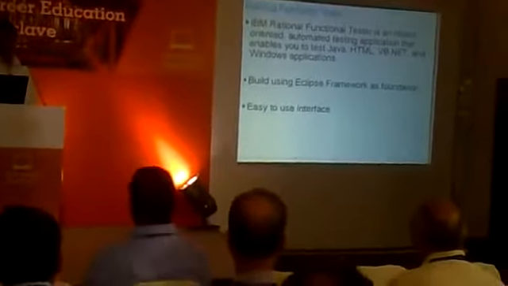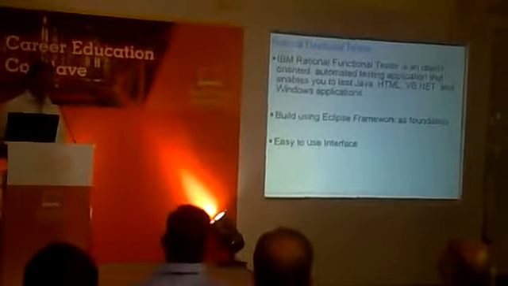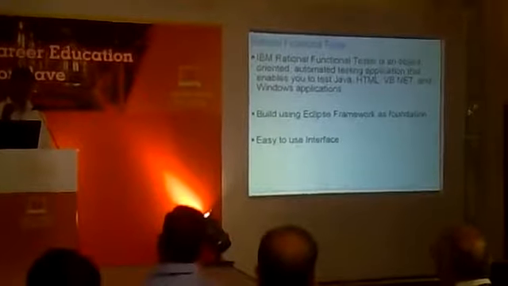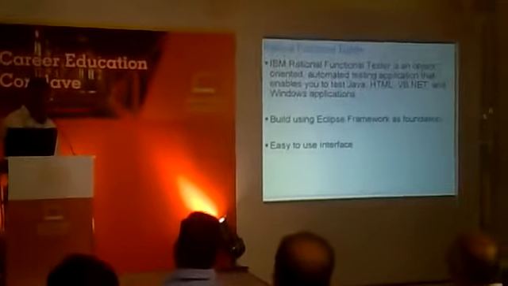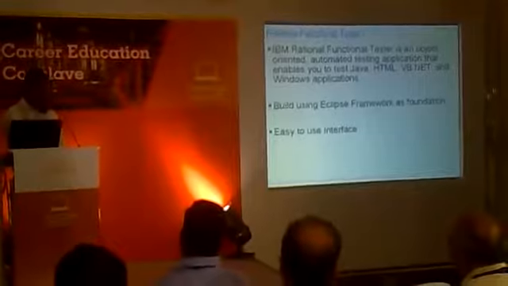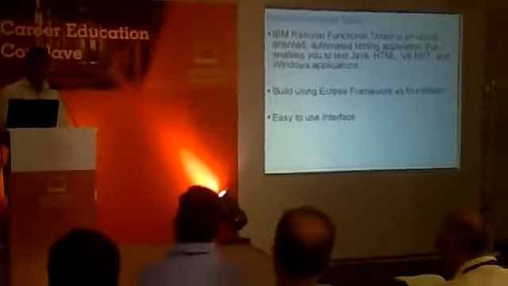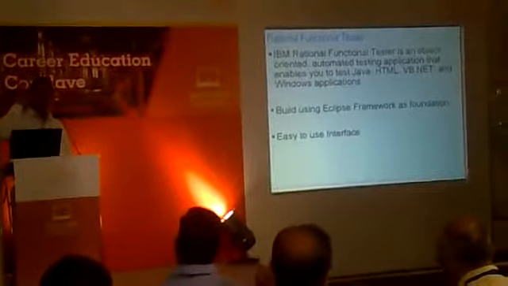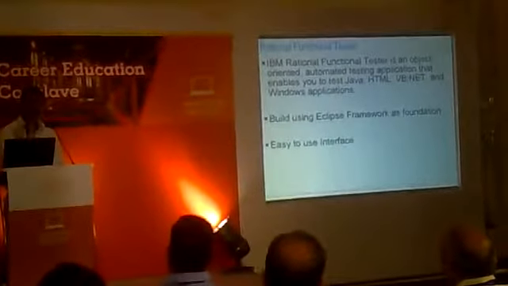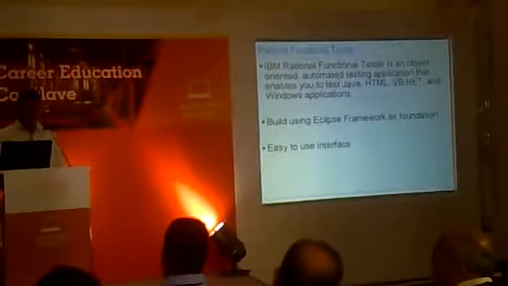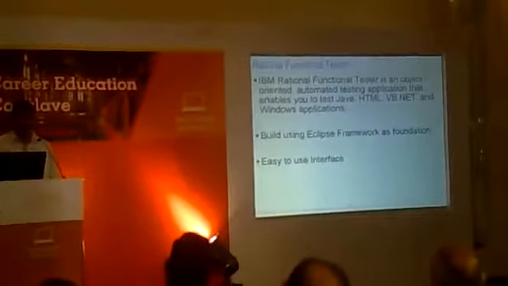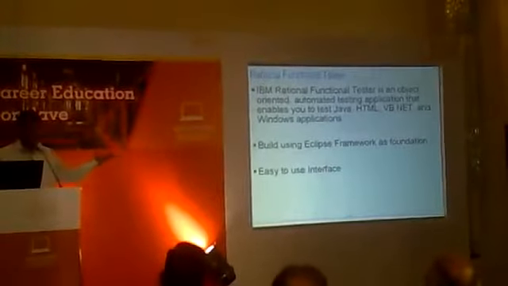If you see, Rational Functional Tester is an object-oriented automation testing application, meaning the methodology it is using is object-oriented. That does not mean that it will not support a product which is developed using a structural programming language. No. Any kind of application which is developed in any technology can be tested using RFT, but the internal mechanism considers each and every component as an object. So again, we know the advantages of OOAD, and that can help us in the testing. And since the framework is Eclipse, it is very simple and easy to learn, like we have seen with RSA.